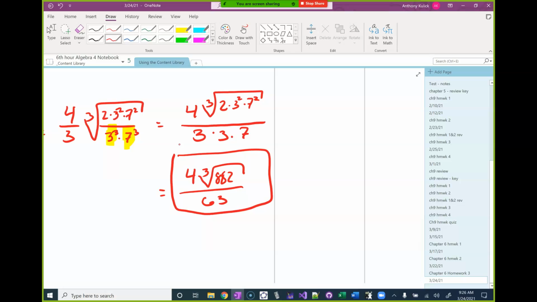So again, the bad part was having to rationalize the denominator there. Before that, it should have been okay. But the rationalizing the denominator piece can be tricky sometimes.